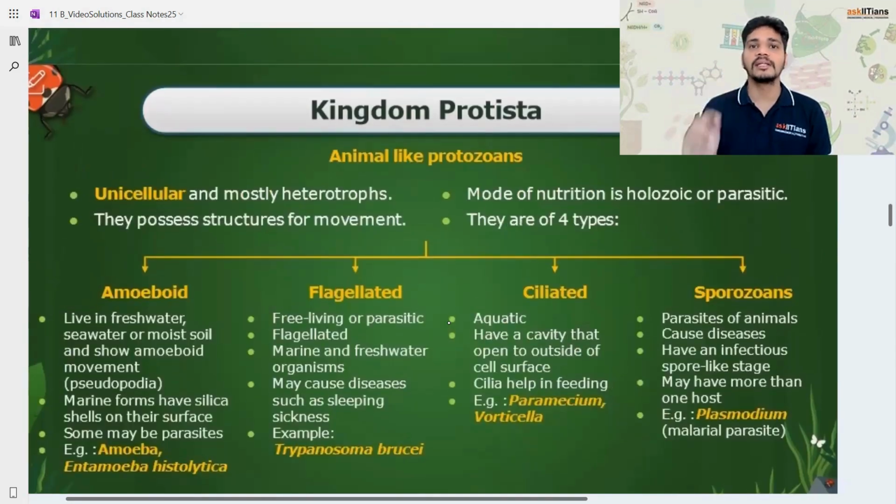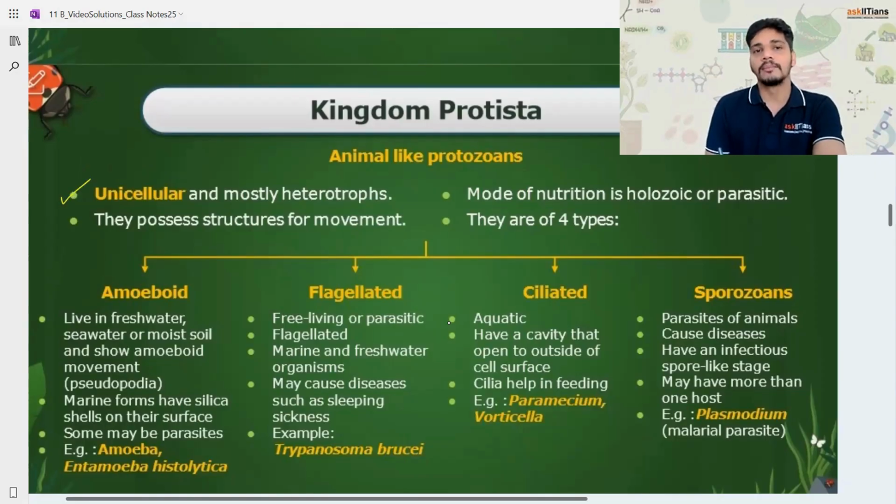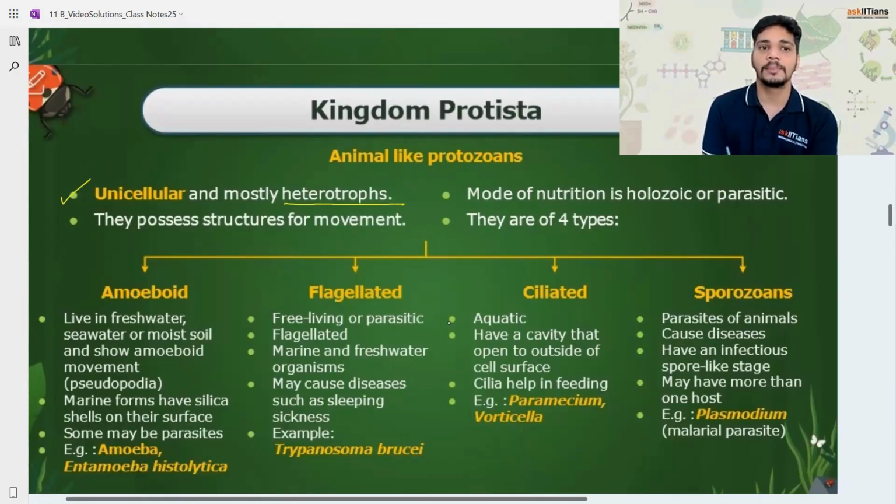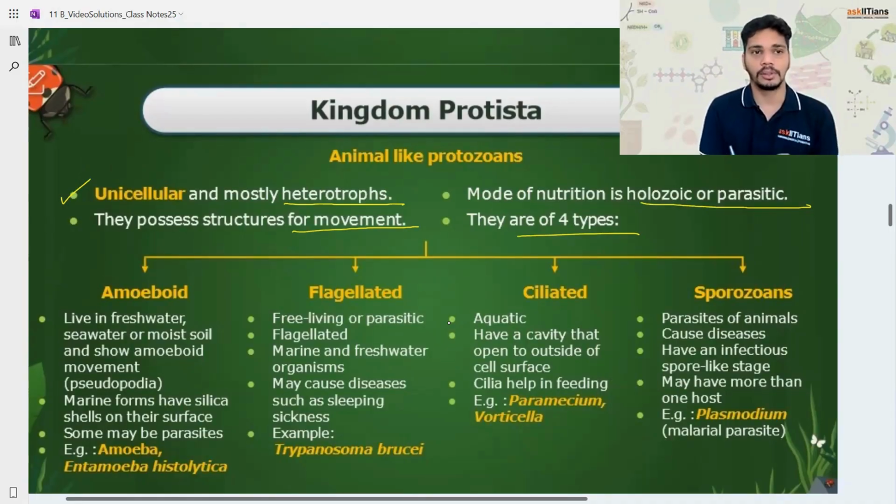Okay. Kingdom Protista, animal-like protozoa. They are unicellular and mostly heterotrophs. They possess structures for movement. The mode of nutrition is holozoic or parasitic. They are of four types. What are they? Now, please pay attention. This is important.